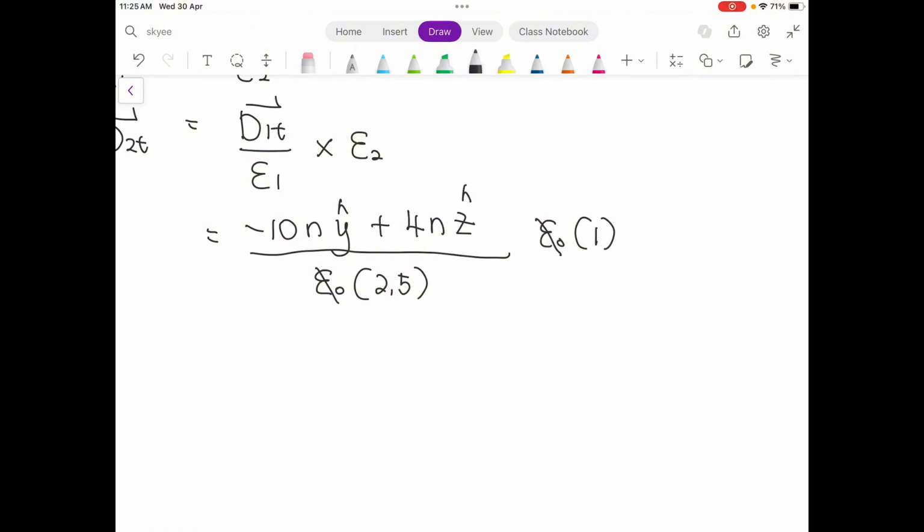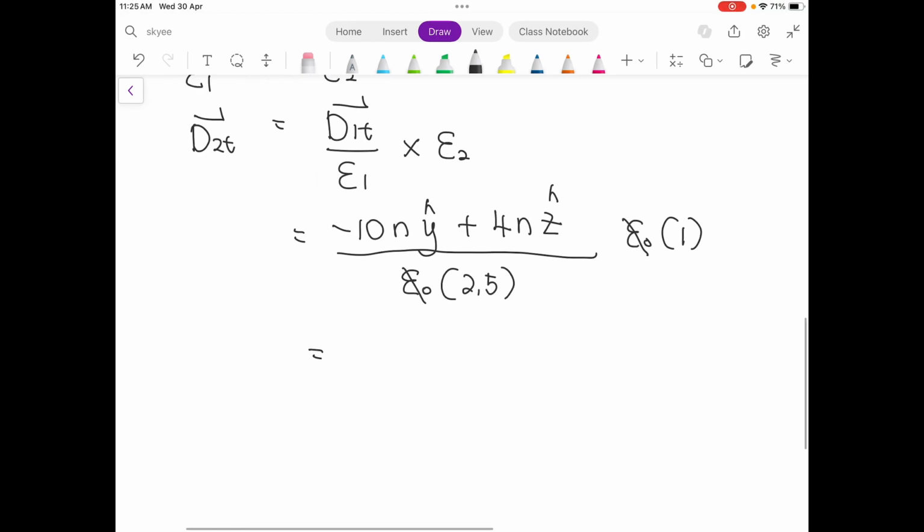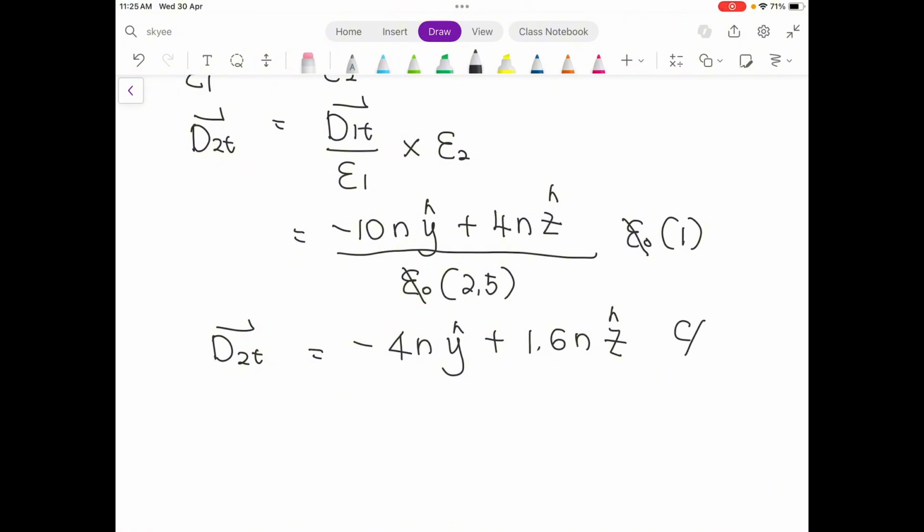So I can cancel this one, then calculate my answer. It will be negative 4 nano in the y direction plus 1.6 nano in the z direction. So this will be my D2t, and it is in coulombs per meter squared.